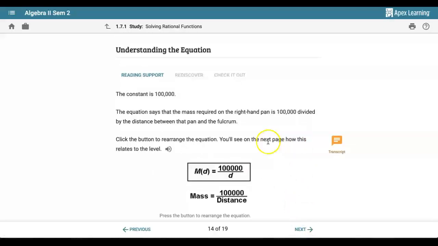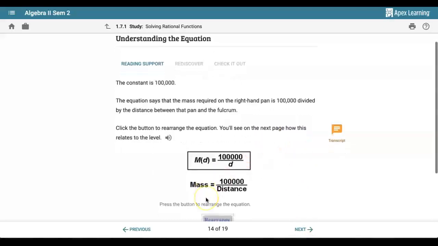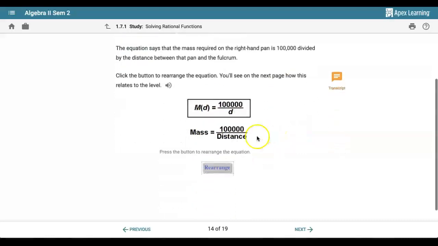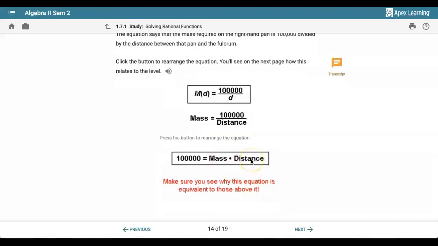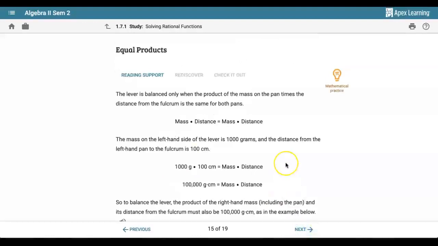So what that's saying is when I have my mass and my distance, if I divide my 100,000 by my distance, it should equal my mass. Or if we rearrange our equation and put distance on the same side as mass, what this is saying is mass times distance has to give me this value of 100,000. Again, this is mass times distance. It has to equal 100,000.